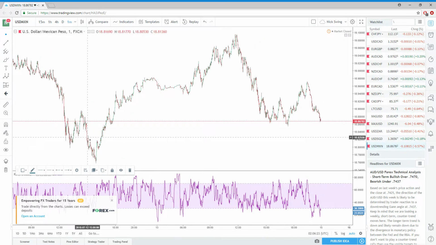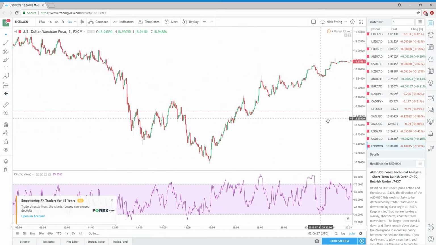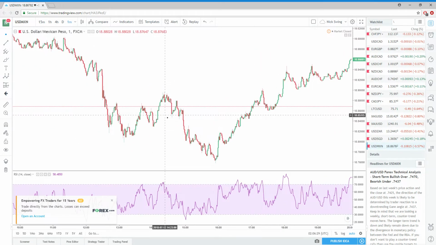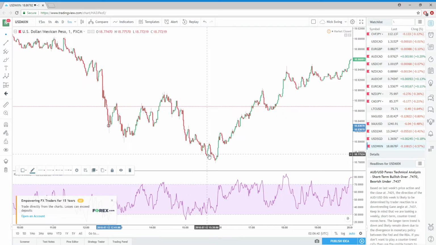Could be this one. I'm not entirely sure, but there was a perfect minute 1 divergence that I got into. Could be one of these here. Probably this one. Yeah, on minute 1 it's multiple divergences.